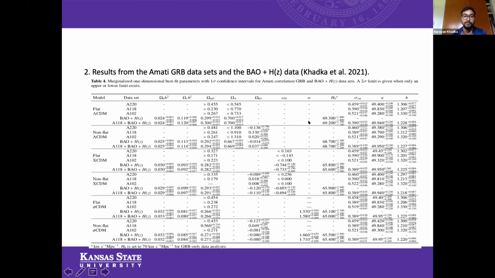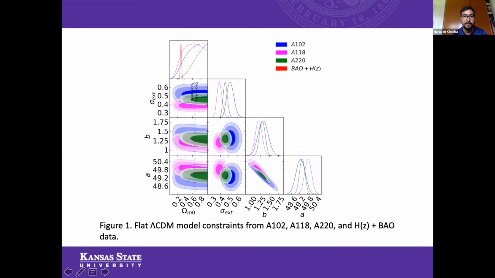These are the results for the flat lambda CDM model, and in other models also we have obtained similar kinds of results. These are the results from our paper. We can see these results in plots also, so let's see these results in a plot. Here, this is a plot for the flat lambda CDM model, and I have plotted all the results for the A102 data, A118 data, A220 data, and also the BAO plus SZ data.